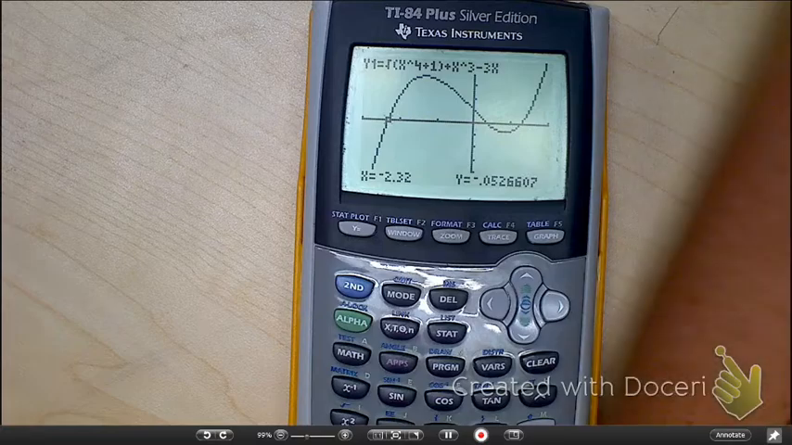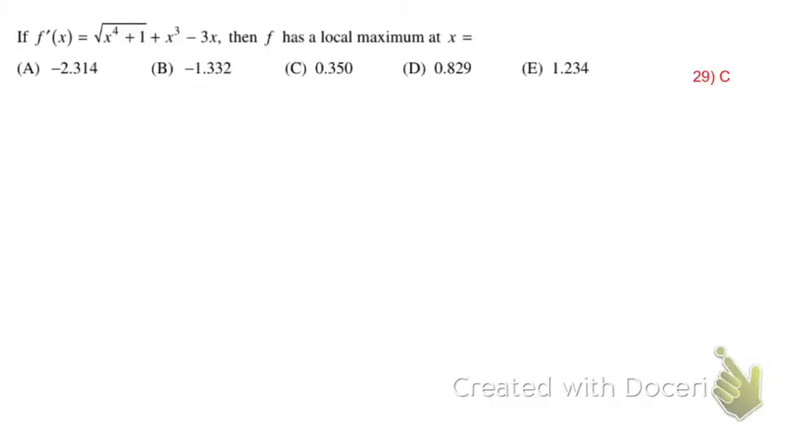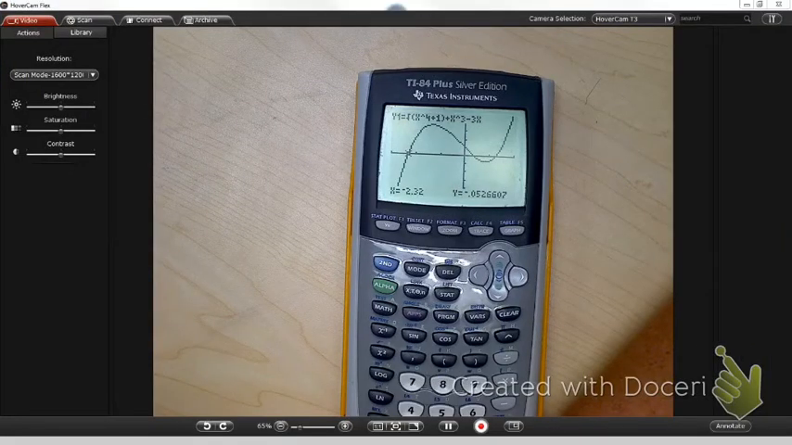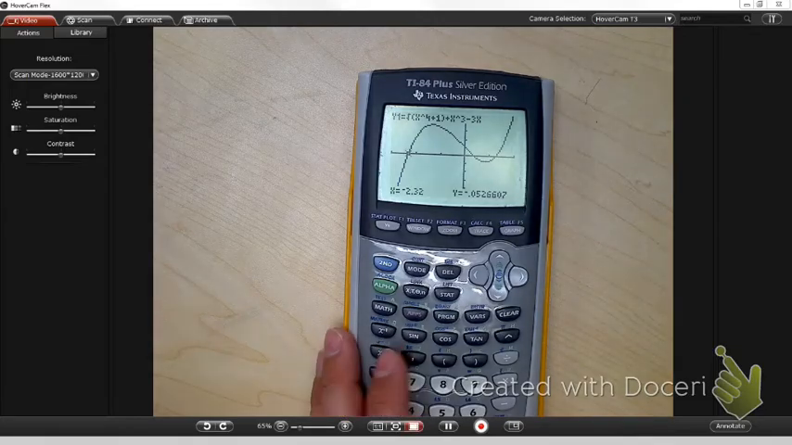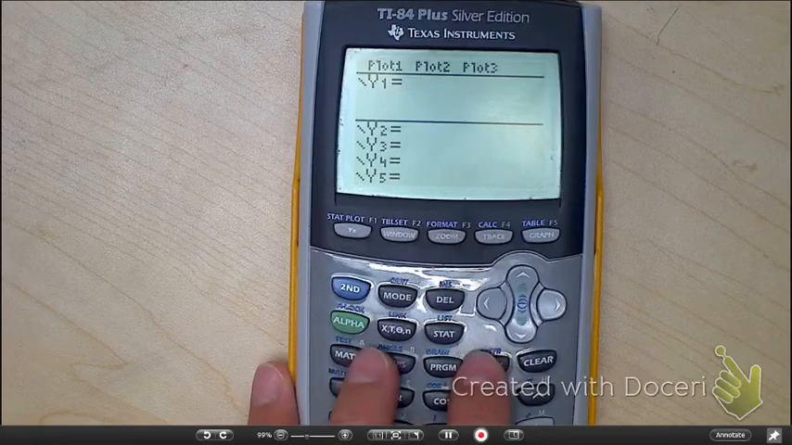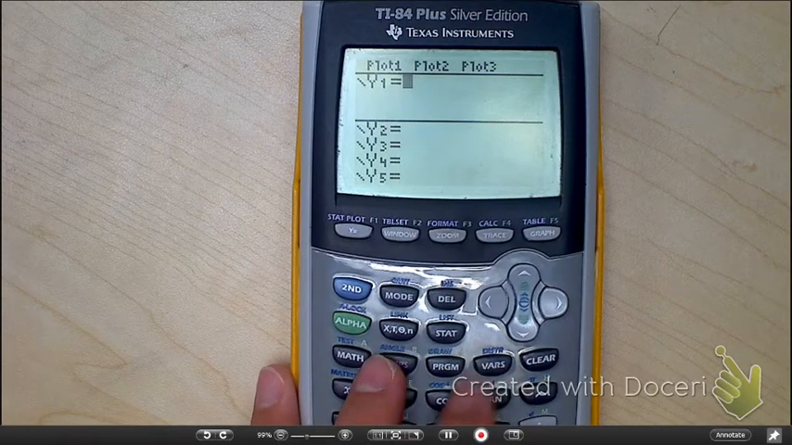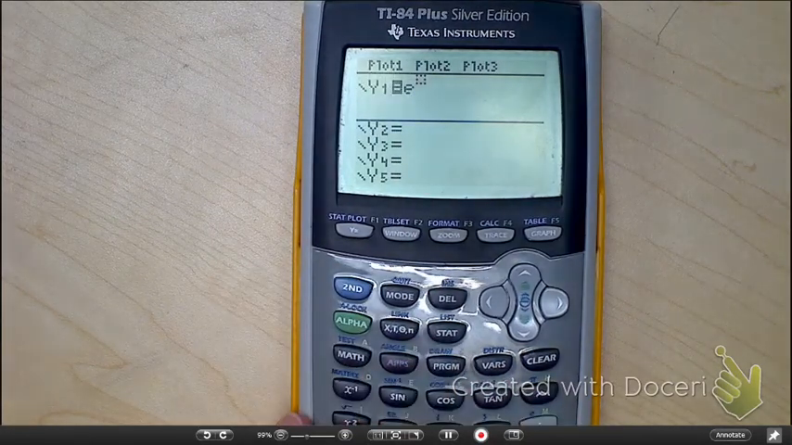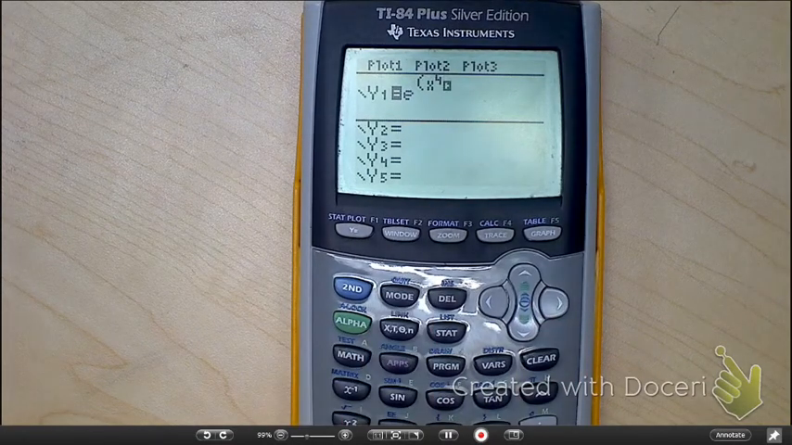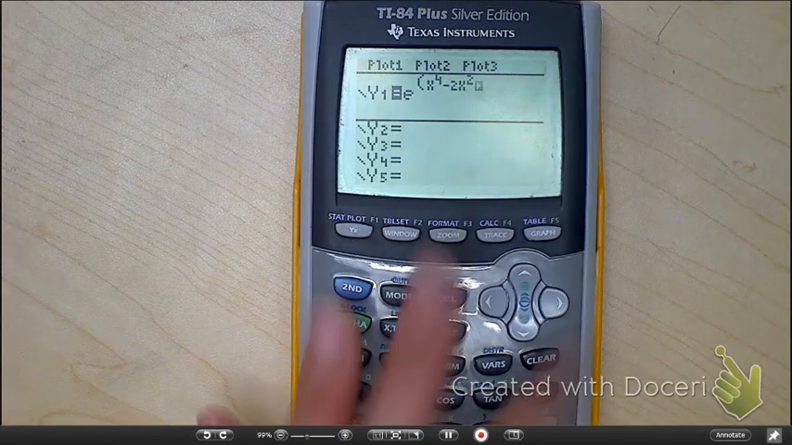All right, next question. Again, I would use my calculator for this one. It says, for the interval from -1.5 to 1.5, let f be the function with the first derivative given by... Okay, so let me come back to my calculator. And I'm going to put that into my calculator. So come back here to our y equals, let's delete what's there, and let's type in that function. It says the derivative is e to the power of x to the 4th minus 2x squared plus 1.